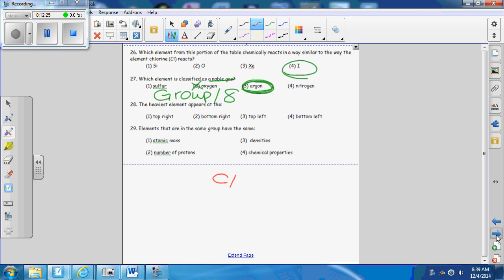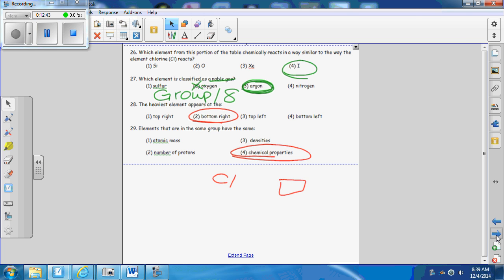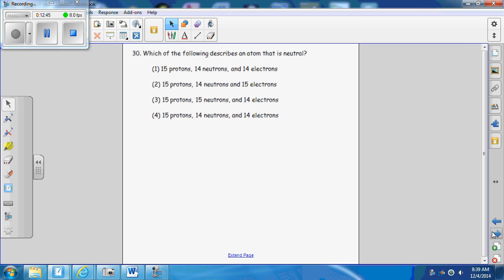Okay, so this little corner over here is the bottom right. Elements in the same group have the same what? If you're in the same group, you have to have the same what? Chemical properties, right. If you're in the same period, you have the same energy levels, but they didn't ask us that. But those are the kind of questions I would ask us. That's a little higher level for us. Okay, this one's a good one too, because it's a little higher level.